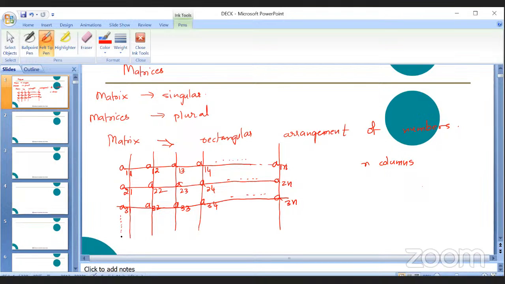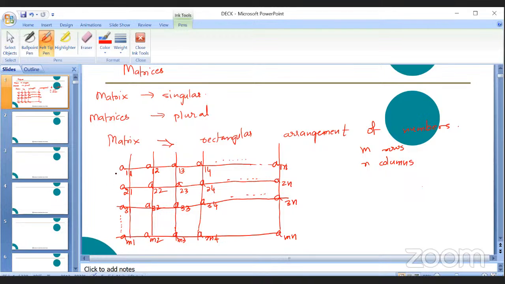Like that, there are many rows. This is the mth row. That means there are m rows. So a is in mth row, first column, mth row, second column, mth row, third column, mth row, fourth column, mth row, nth column.